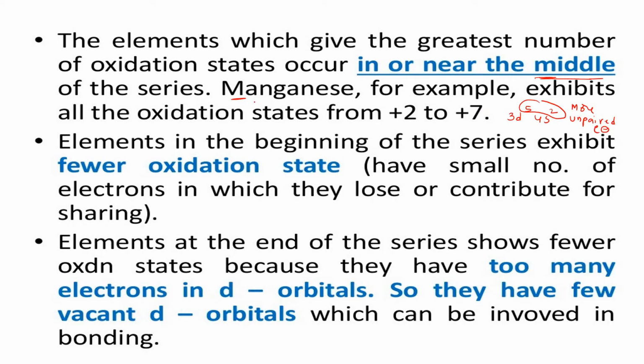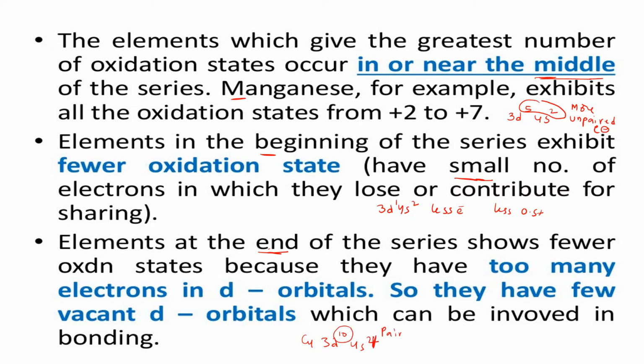Next, at the beginning of the series, they also have a very small number of electrons. Scandium has only 3d1 4s2, very few electrons. Fewer electrons, fewer oxidation states. After that, at the end of the series, most of the electrons are paired. At the end, copper takes 3d10 4s2, so it has paired electrons and no unpaired ones.